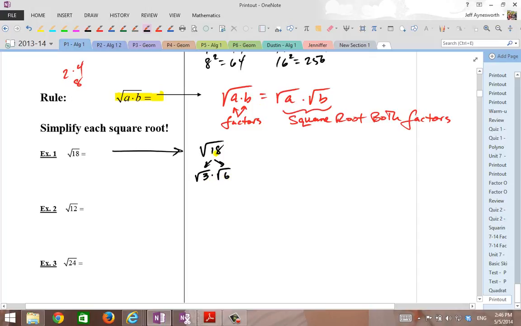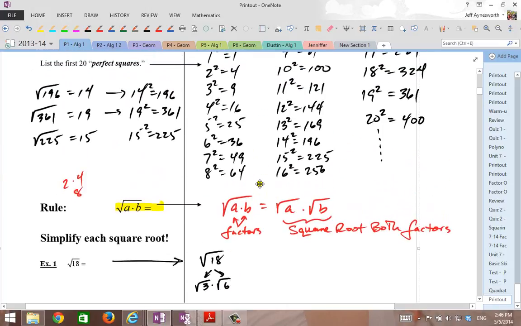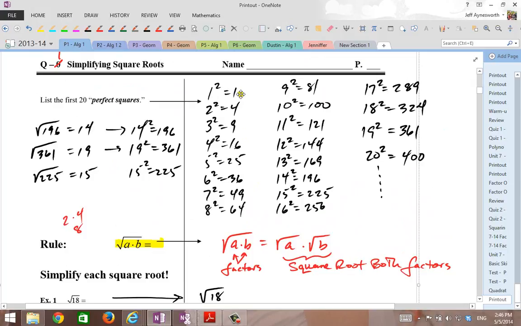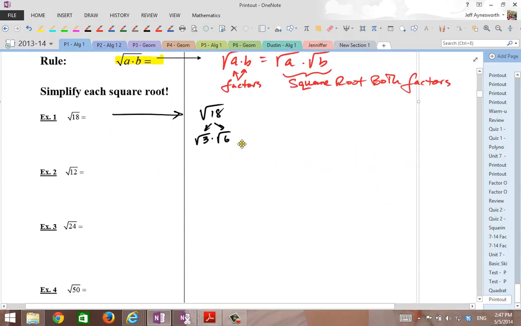Root 3 times root 6 is root 18, because 3 times 6 is 18. But the question is, is this a good choice? So we go back up to the very top. Are 3 and 6 squares? That's the big question. And the answer is no, because the first few squares are 1, 4, 9, and 16. 3 and 6 are not squares, and so this would be a good example of a bad choice.